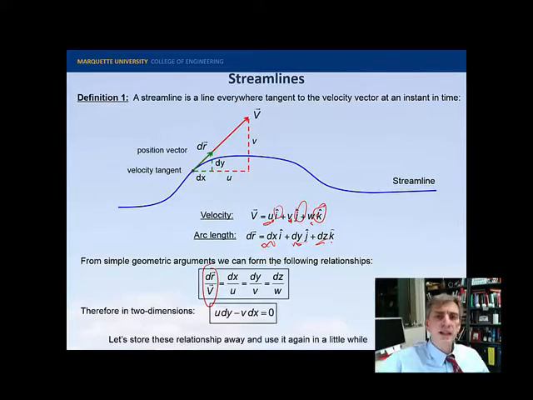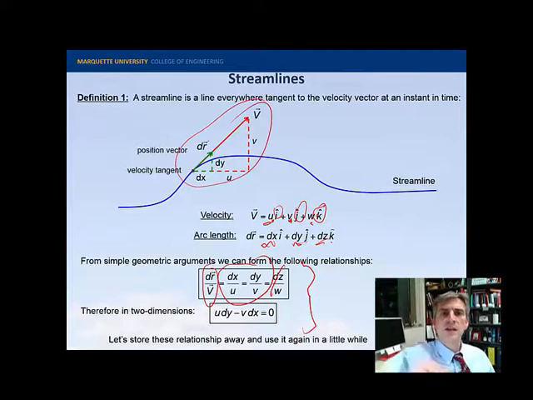So in 2D, if I ignore this, I have this equation here, and I can then move everything to the left-hand side and form this relationship between the velocity in the u direction times dy minus the velocity in the v direction times dx. Let's put that on hold for a moment, and we'll come back to that a bit later, but just keep these relationships in mind, that they are true for the relationship between the velocity and a vector tangent to the streamline.